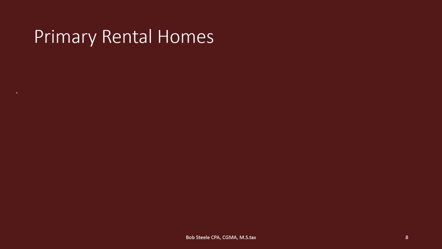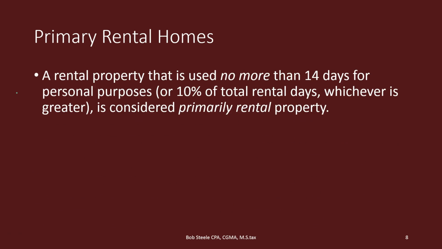So primary rental property, if we're going to use it for both rental and personal, this is basically where we want to be. And if we look at it, we're going to say a rental property that is used no more than 14 days for personal purposes, or 10% of total rental days, whichever is greater. So basically, if we had the vacation home, we're probably going to say, well, we don't want to be in there for more than 2 weeks of vacation, and the rest of it will be allocated to the rental. And if that's the case, we can call it a primary rental property.